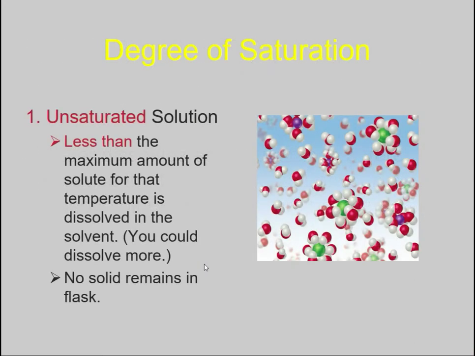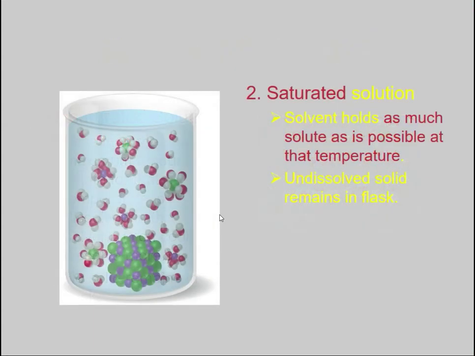So there are three major degrees of saturation. On the low end is unsaturated, which means I have not reached the solubility value yet. I haven't reached the maximum solubility, so I am less than the maximum. That is going to be an unsaturated solution. When you mix that together, there's going to be no solid left, and actually you could put some more in if you wanted to.